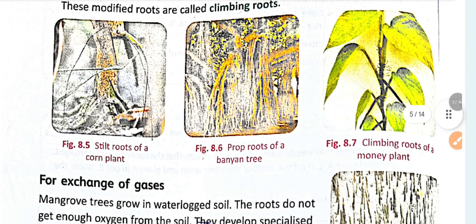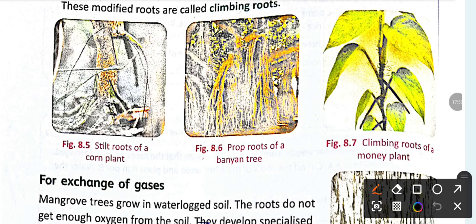Here you can see climbing roots of a money plant, and the prop roots of a banyan tree over here acting as a pillar, and the stilt root of a corn plant. Here is the corn.